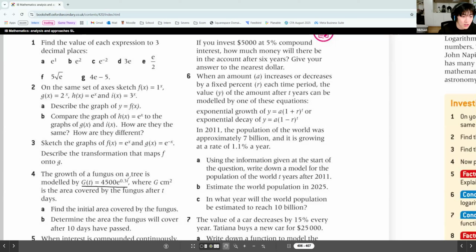This is just a function, t is our time. This tells us how much bacteria, right? If it's asking what is the initial area, all you gotta do is substitute t equals 0. This is e to the power of 0, which is 1. So this is the initial area, 4500. You could also just use a calculator. And after 10 days have passed, you just substitute t equals 10, put it in a calculator, see what you get.